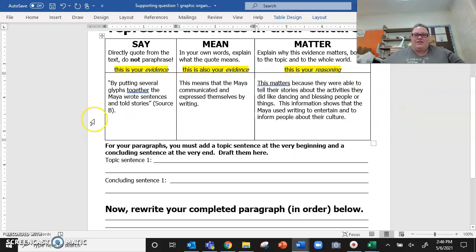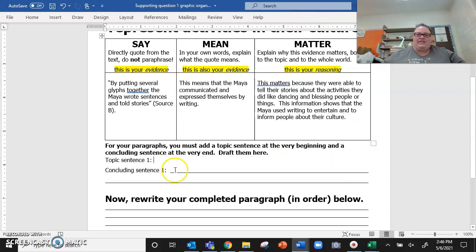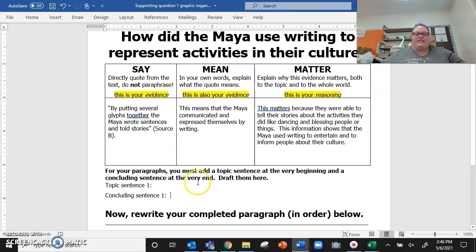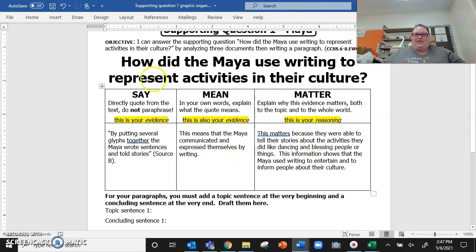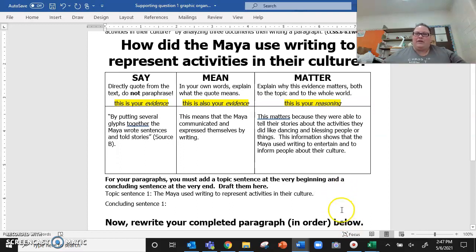So this, my friends, was the hard part. This was the body of the paragraph. Now we are going to write the topic sentence. Remember, the topic sentence is the first thing that your reader sees. Here's where we can use the RACE strategy. We can restate the question. Instead of saying, how did the Maya use writing to represent activities in their culture? We could just say, the Maya used writing to represent activities in their culture. Plain and simple. We combined the say, mean, matter strategy with the RACE strategy and made it super easy.